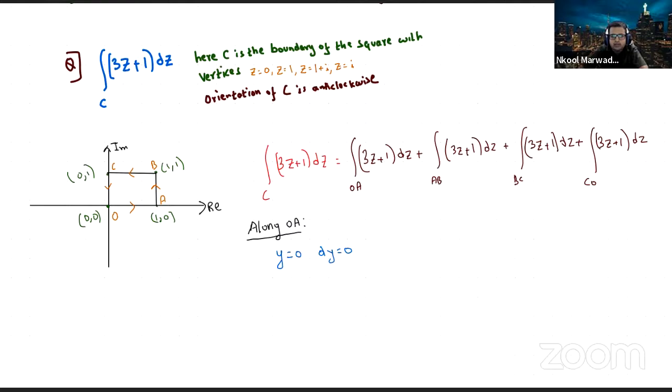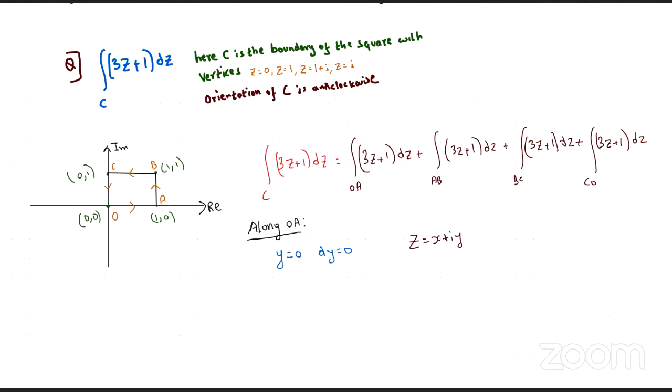And x varies from 0 to 1. So the z will become, because what is z? z is x plus iy. Since y is 0, z will be x itself. What will z be? z will be x.